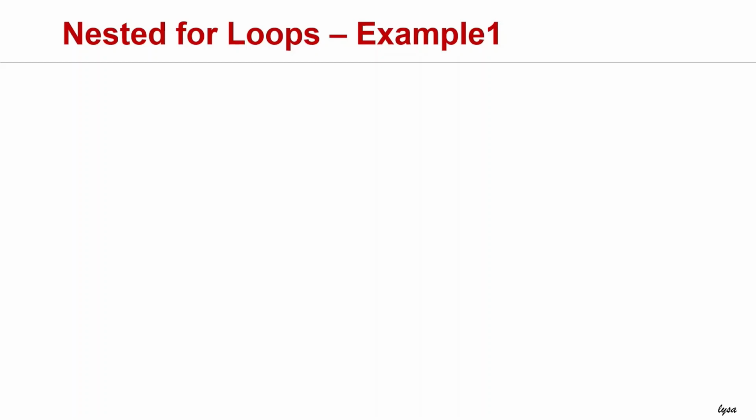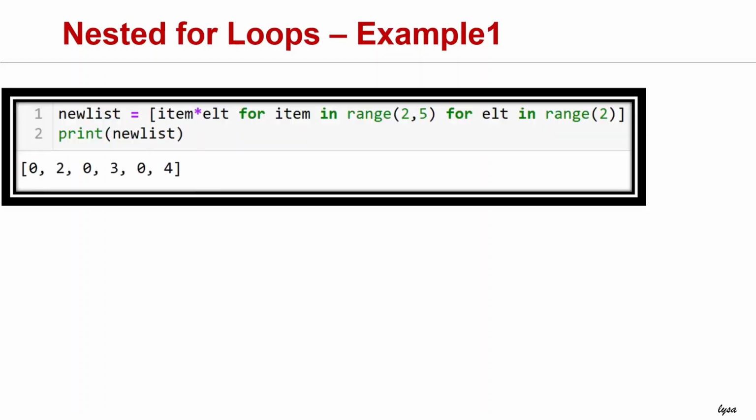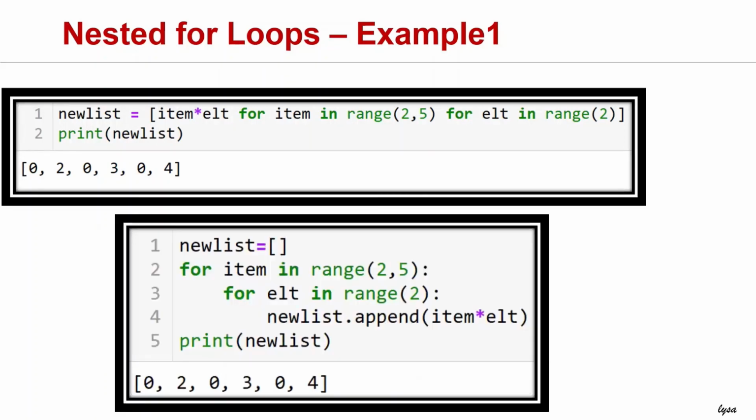Just like we have a single for loop in list comprehension, it is also possible to have nested for loops. The corresponding for loop without list comprehension is shown below for understanding. Let's say I create a new list. I take item in the range 2 to 5. So item takes the values 2, 3, and 4. And element takes the values 0 and 1 because it is in the range of 2.